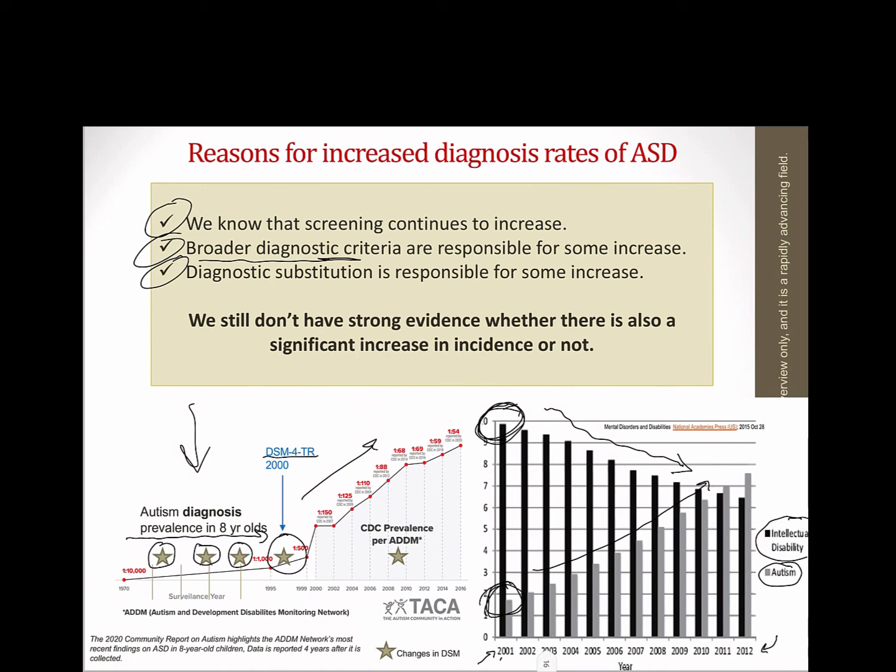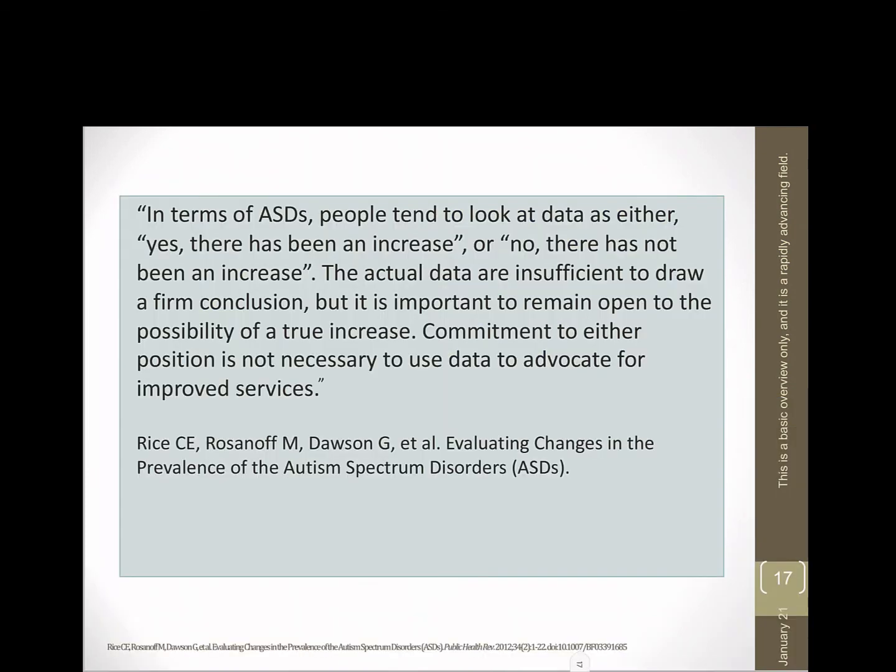What we don't know is whether there really is a difference in incidence. And this is still under strong debate in the autism research community because, surprisingly, there haven't been really good studies that have delved down into that in an appropriate way. However, as a neuroscientist, I'm always looking at the data, but I saw this quote which really made me step back. It said, in terms of ASD, people tend to look at data as either there has been an increase or there hasn't. And the data are insufficient. We can't really draw a conclusion. So we have to remain open to the possibility that there is a real increase. But what really hit me was, commitment to either position is not necessary to use that data to advocate for improved services. So in the end, as a healthcare provider, it doesn't really matter whether this is increased or not, as long as you're caring for the people that come to you.